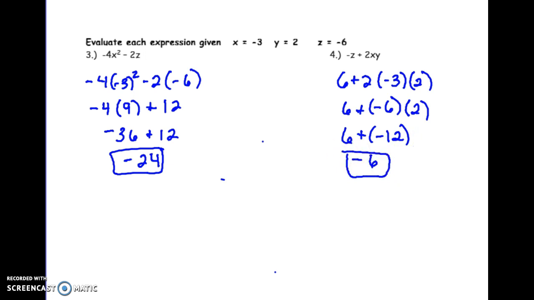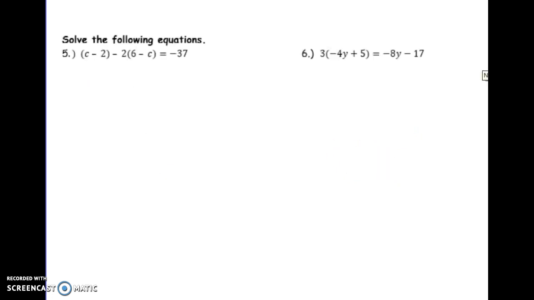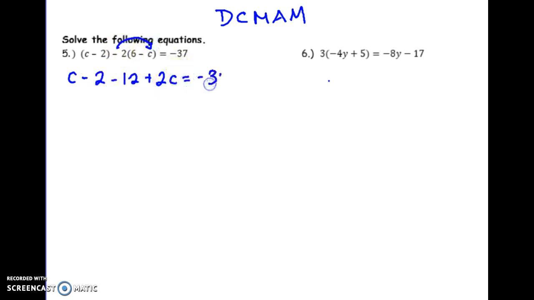answer. Okay. The next one we're going to solve the following equation. So here I'm going to use DC-MAM. Okay, DC-MAM. I'm going to start by distributing. So I've got c minus 2 minus 12 plus 2c. Okay, don't forget a negative times a negative here is a positive. That's going to equal -37.